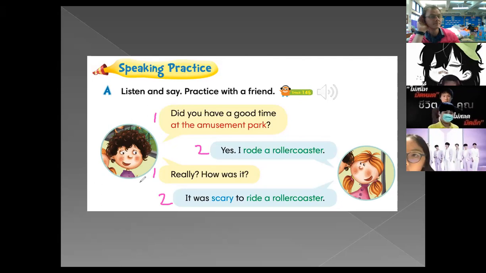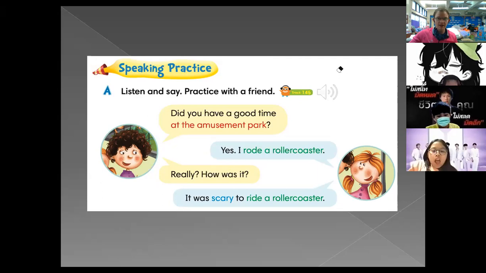Did you have a good time at the amusement park? Yes, I rode a roller coaster. How was it? It was scary to ride a roller coaster. And I've also been on one before. It is quite scary. But very good, you guys. Your reading sounds very, very good.